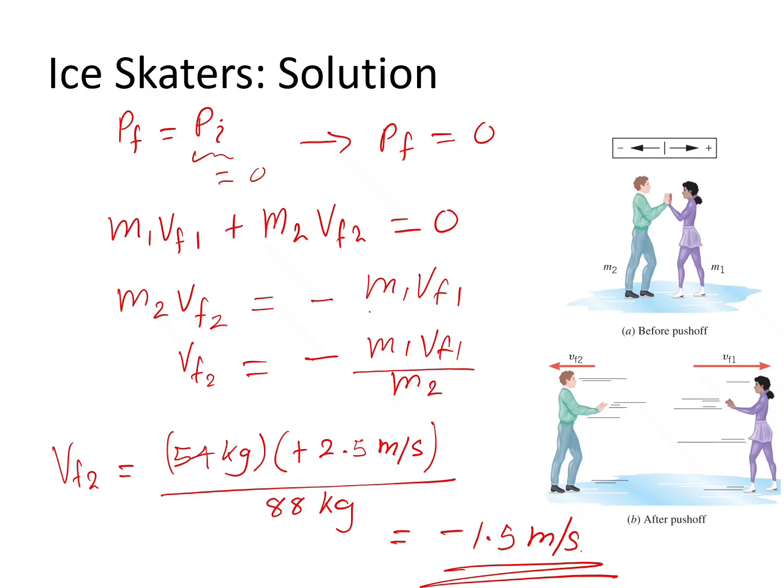The magnitude 1.5 meters per second is smaller than the woman's 2.5 meters per second because the man has the larger mass. This example shows the central idea of momentum conservation. Internal forces can make objects move apart, collide, or change velocities, but if the net external force is zero, the total momentum of the system remains constant.